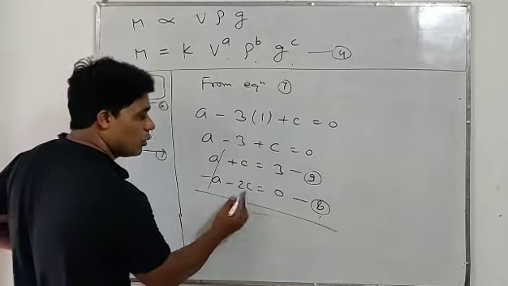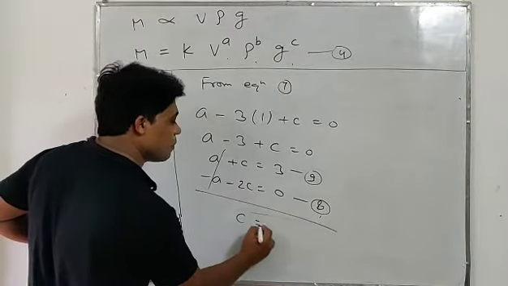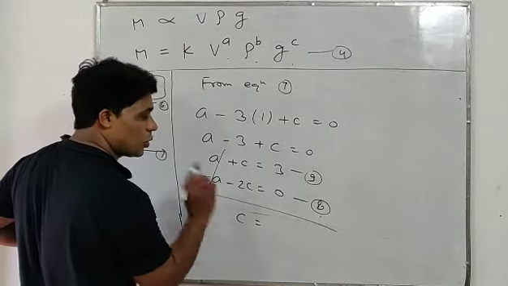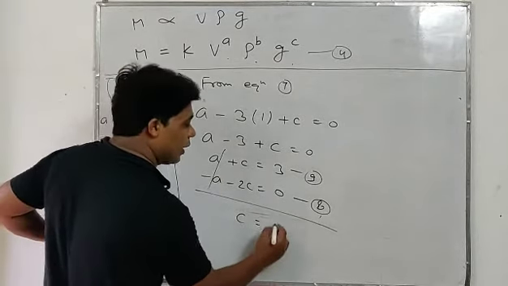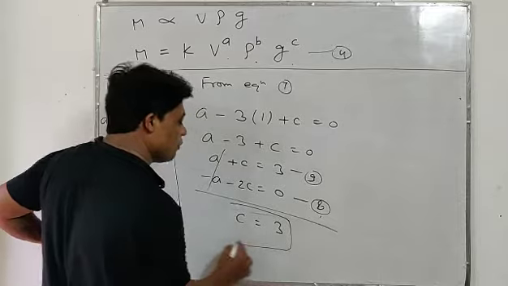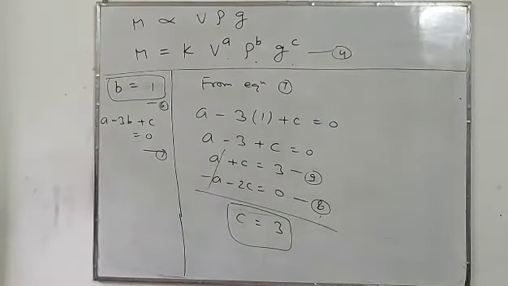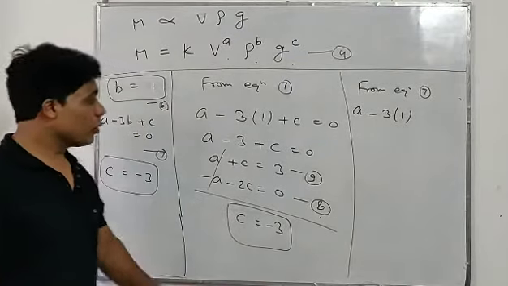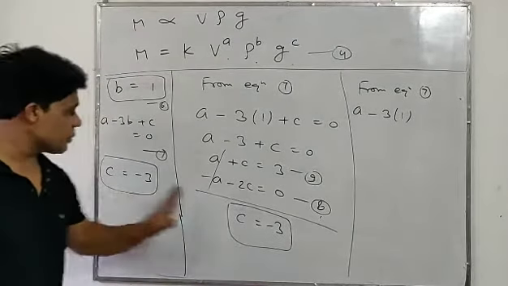Adding 8th and 9th, minus a and a cancel out. Minus 2c plus c gives minus c. Here we'll get 3. So minus c equals 3, so c will come as minus 3. Okay, we got b as 1, we got c as minus 3.